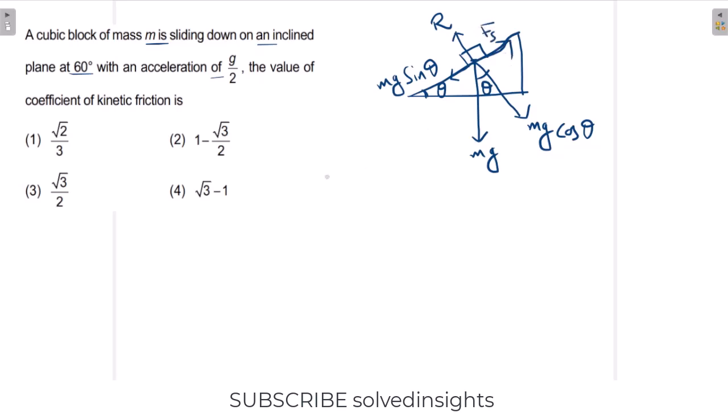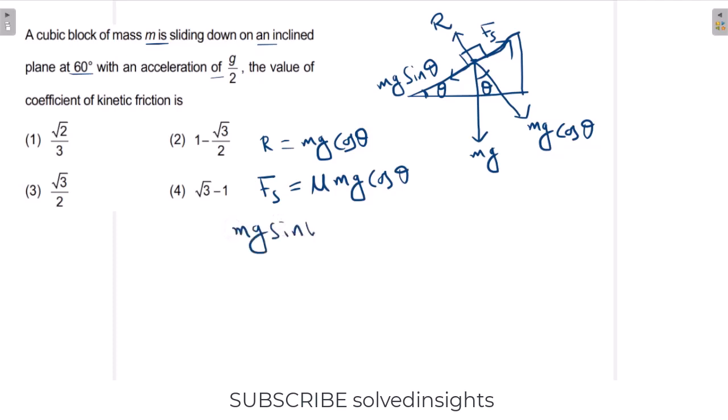So, the frictional force: the normal reaction R is equal to mg cos theta. So, the frictional force Fs is equal to mu times R, that is the coefficient of kinetic friction times R. R is mg cos theta. So, mu mg cos theta. So, the net downward force, that is mg sin theta, is in the downward direction, and the friction acts against it, that is mu mg cos theta.